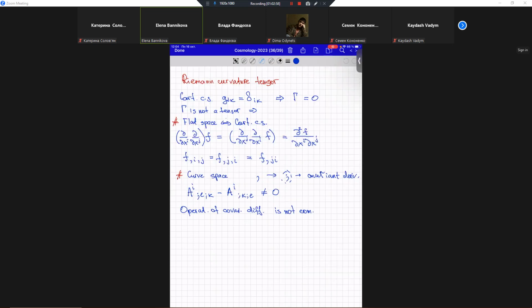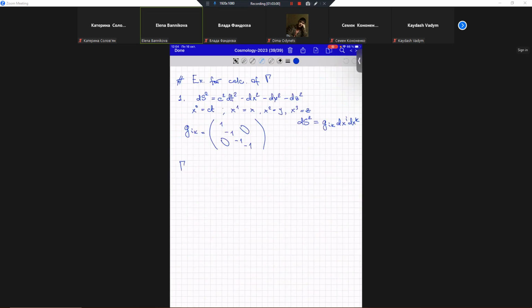I will invent some indexes. For example, just remember this by heart: the Christoffel symbol Γ^i_{kl}. Take g with the index i, and now I put a summation index.